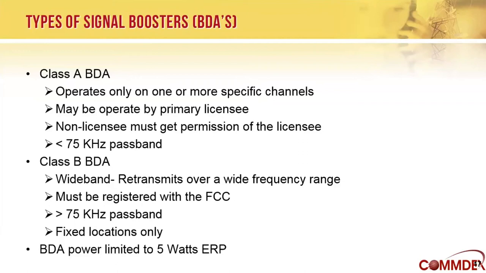The second type is called a Class B BDA, and this is a wideband BDA, transmits over a wider frequency range. It has to be registered with the FCC, and it is defined as a BDA having greater than the 75 kilohertz passband. So this is when you need to operate an entire band of frequencies within a building. They can only be operated in fixed locations and not mobile. And in each case, your BDA power is limited to 5 watts of effective radiated power.